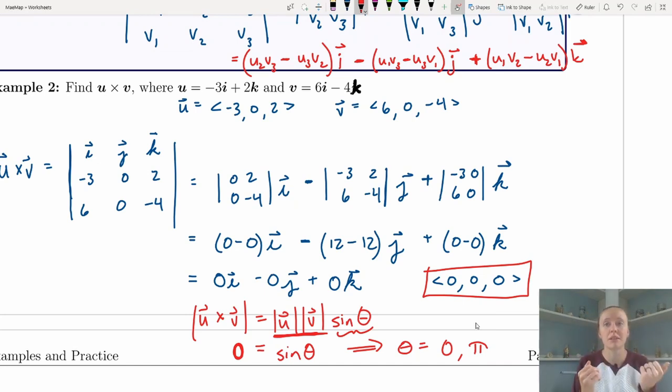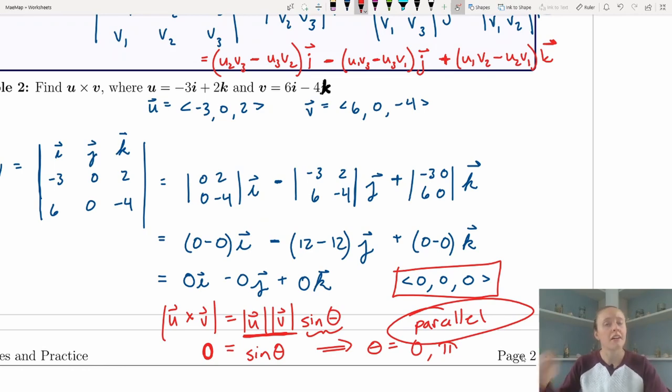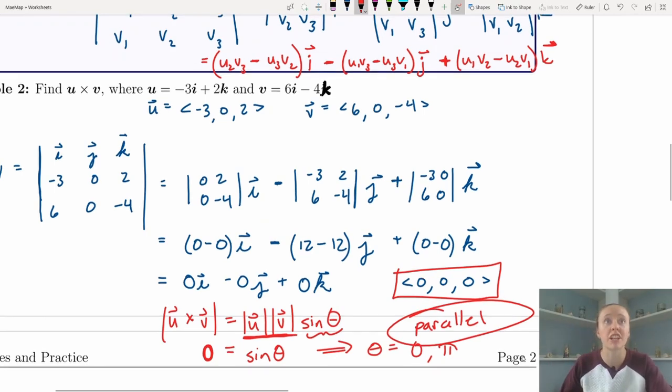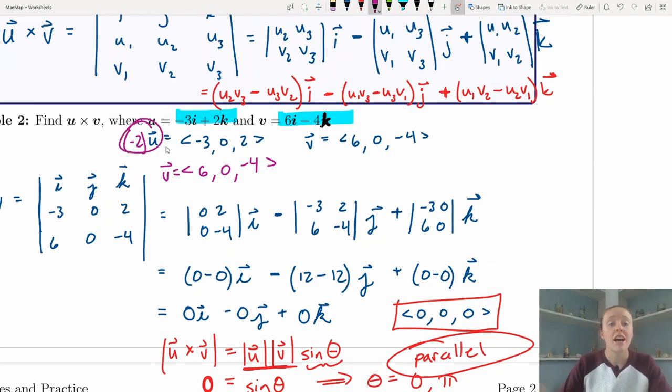So if we think about going in the same direction or opposite directions, that means that our vectors were parallel. And parallel vectors are scalar multiples of each other. And look up here at u and v. If I took vector u and multiplied it by negative 2, that would give me vector v, because I'd have negative 2 times negative 3, which would be 6, 0 times negative 2 is 0, and negative 2 times 2 is negative 4. There we have that vector v is a scalar of negative 2 times u.